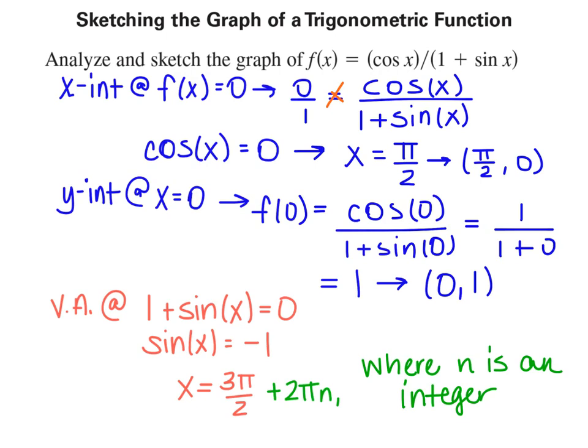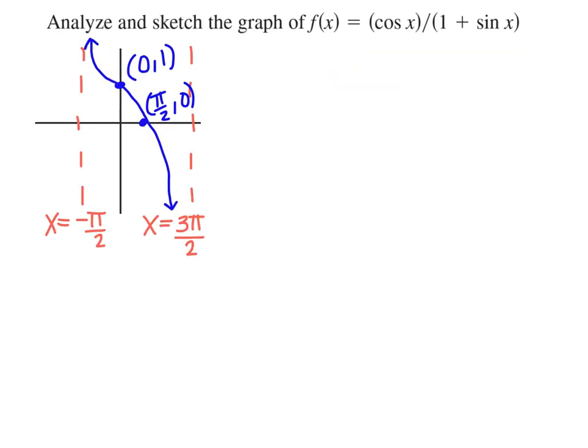And the next thing I'm going to do is find my vertical asymptote. Because this is a fraction and I have 1 plus sine x in the denominator, I need to set that equal to 0 to figure out what x can't be, or to find my vertical asymptotes. So that gives me sine of x is equal to negative 1. And from 0 to 2 pi, so on the unit circle, that's at 3 pi over 2, or at 270 degrees. And that's going to repeat every 2 pi n, where n is an integer.